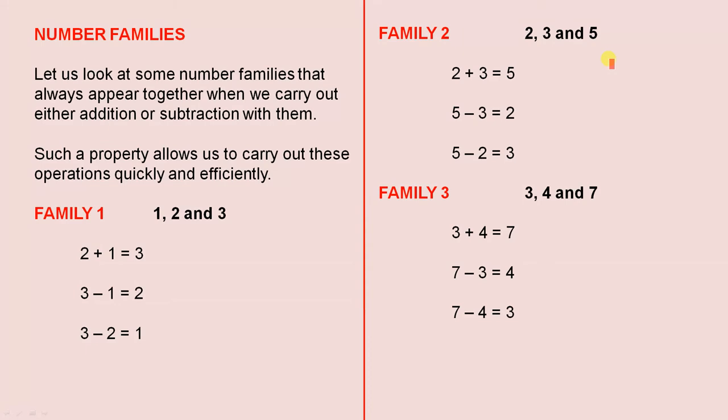Family 2 is 2, 3 and 5. 2 plus 3 equals 5, 5 minus 3 equals 2, and 5 minus 2 equals 3. So those 3 numbers are a family. Family 3, 3, 4 and 7. 3 plus 4 equals 7, 7 minus 3 equals 4, and 7 minus 4 equals 3. So there is another family of 3.